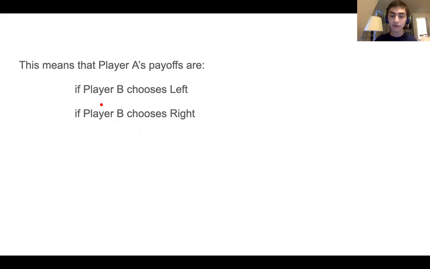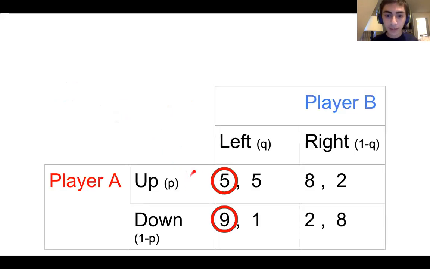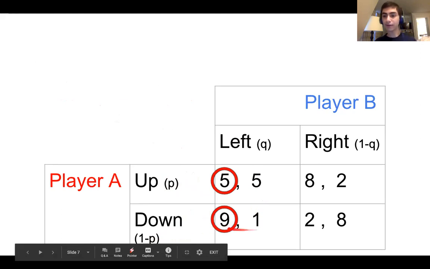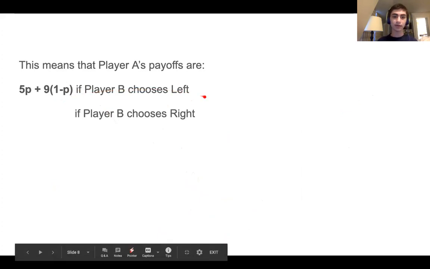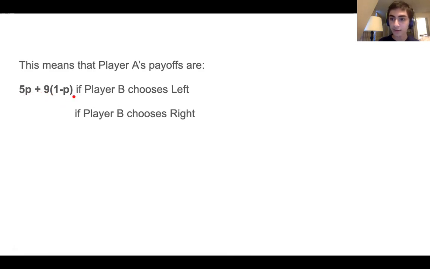So if player B chooses left, then with P chance, player A is going to get a payoff of 5, and with 1 minus P chance, player A gets a payoff of 9. So if player B chooses left, player A's payoff is 5P plus 9 times 1 minus P. Does everybody understand this? Because we don't know what P is, but we're going to have to figure it out, right? It's just an expected value. Once we know what P is, we can calculate what A's expected value is.